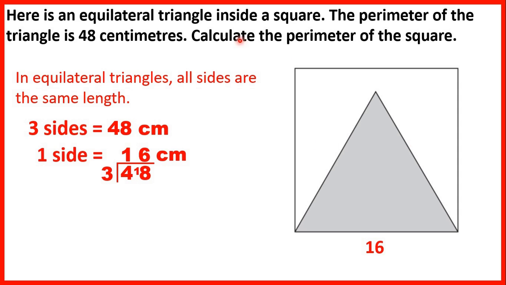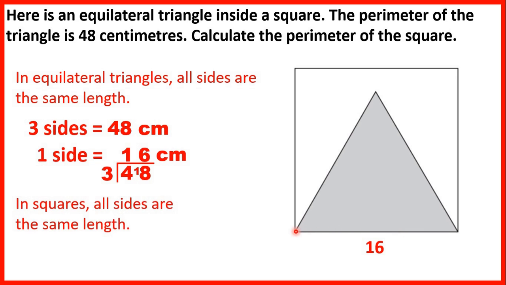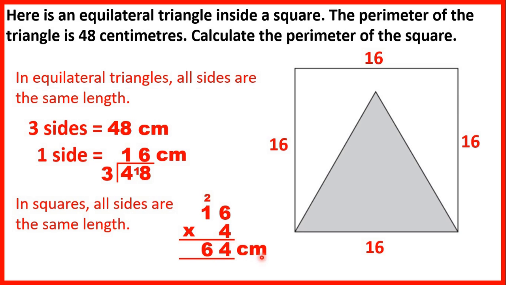Now we want to find the perimeter of the square, and with a square, all of the sides are the same length. So if this side here has a length of 16, then all of our other sides have a length of 16 as well, because in squares, all sides are the same length. So to find the perimeter, we need to work out 16 plus 16 plus 16 plus 16, or 16 times 4, and that gives us 64 centimeters as the perimeter of the square.